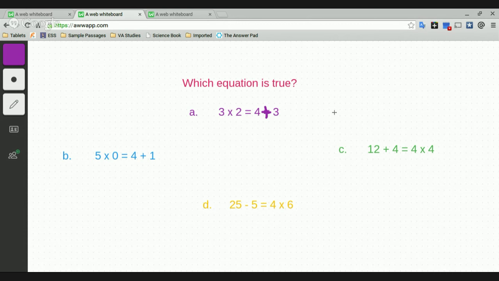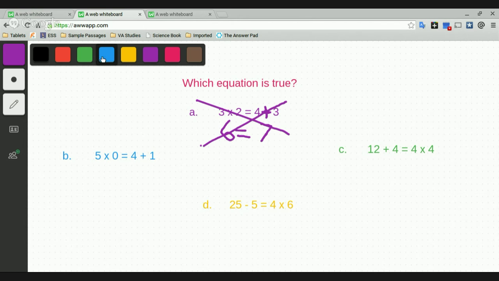All right, so hopefully you've paused the video and let's work through this. 3 times 2 gives you 6. 4 plus 3 gives you 7. I forgot to bring down my equal sign. Does 6 equal 7? No, it does not, so that one is not true. Let's go to the blue one down here.